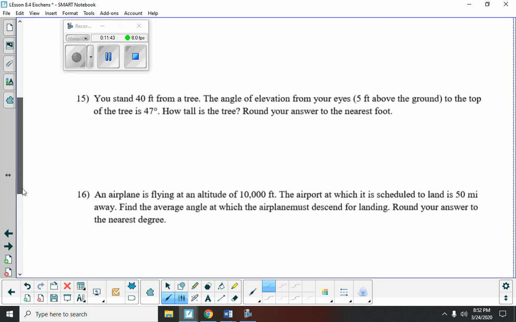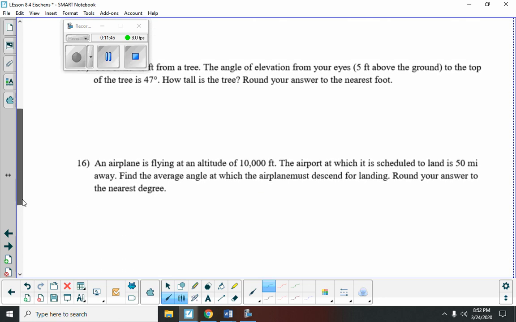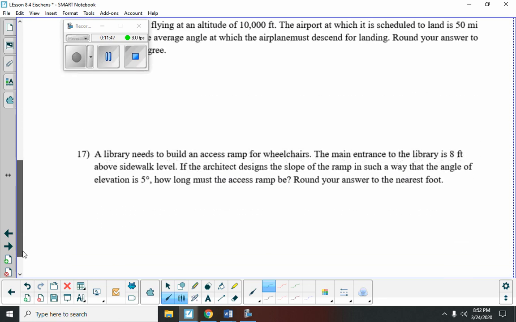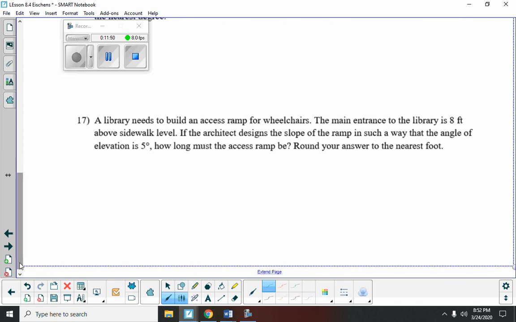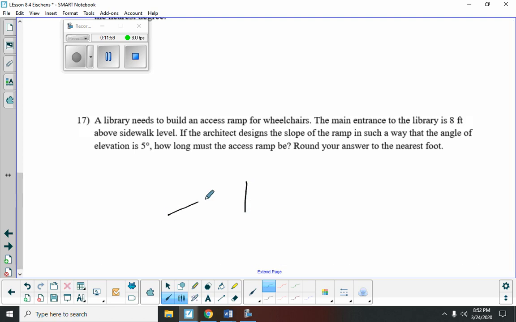Just checking to see if there's some that I think you might have some questions with. The library needs to build an access ramp for wheelchairs. The main entrance to the library is 8 feet above the sidewalk level. So they want to build a ramp that's 8 feet above. If the architect designs the slope of the ramp in such a way that the angle of elevation is 5 degrees, how long must the access ramp be? So that's going to be the length of the actual ramp, so that will be X right here.